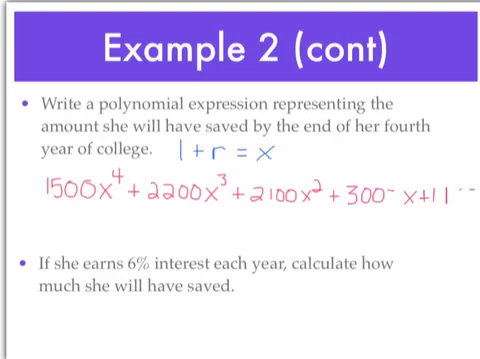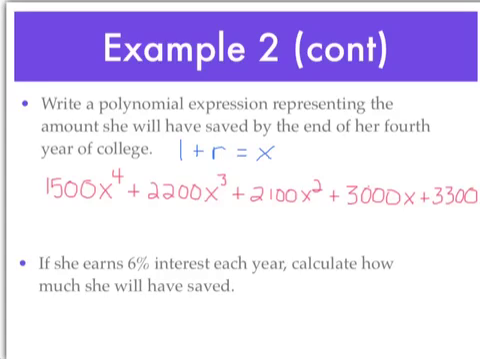So this is what my polynomial would look like. Instead of that x, if I had wanted to, I could have put 1 plus r in every place. And again, that 1 plus r means the 100% of your money you're keeping plus the interest rate that the bank is going to add on. And that gets multiplied every year. Remember compound interest? Okay, it's being compounded once per year.